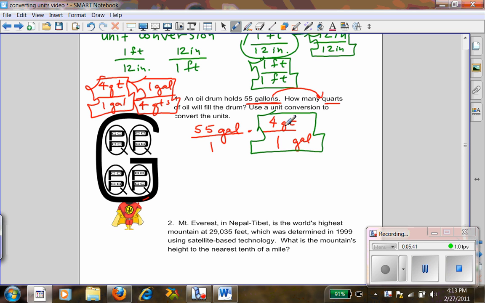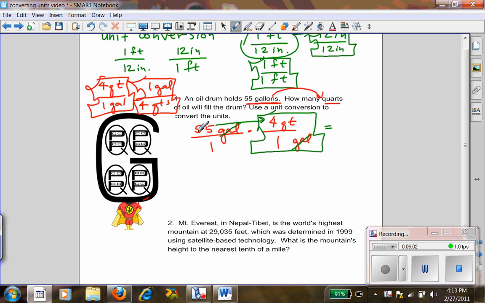So now I simplify just like I did before. I'm going to cross out gallons and gallons. That's all I can do there. Let's look at our numbers. We have 55 and 1, 4 and 1. That's not going to do any good, so I don't need to cross out any numbers. So now I just multiply straight across.